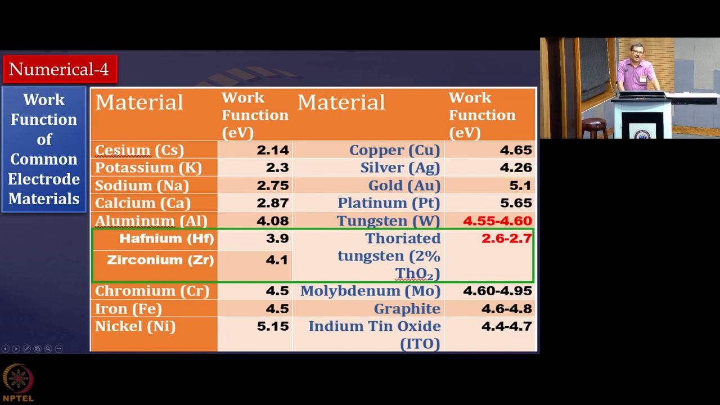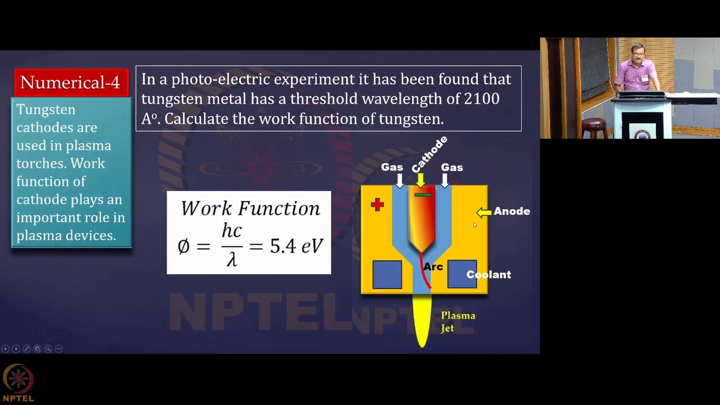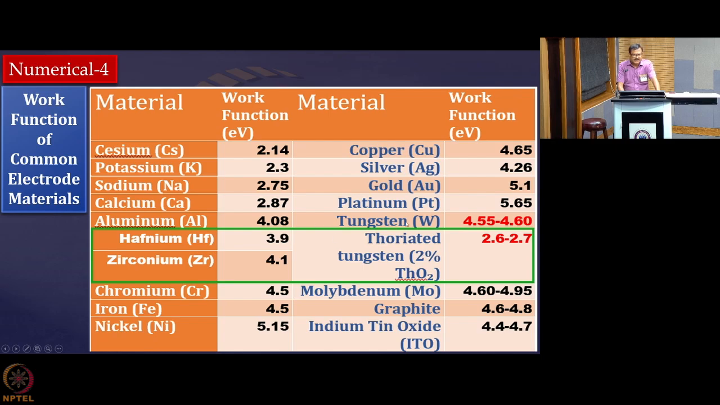But their other properties, like melting point, structural rigidity, and electrical and thermal conductivity, many times make them not suitable for a specific application. So what we require is a very hard, structurally strong material, which will have very low work function, very good thermal conductivity, and very good electrical conductivity, so that it suits our application. So you see that tungsten, as I told you, has this work function. What we found here is 5.4 eV.